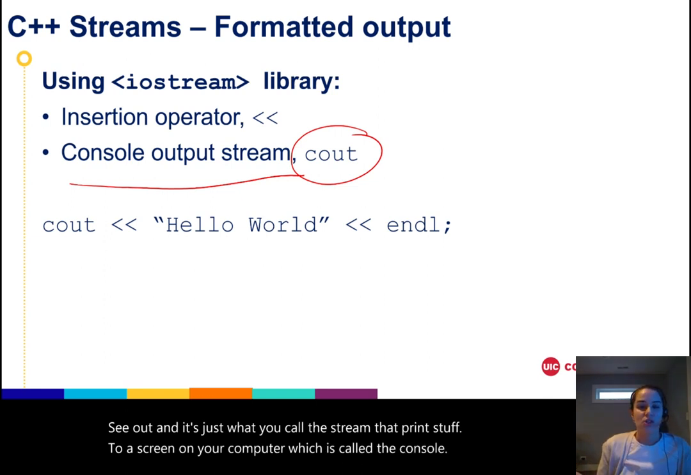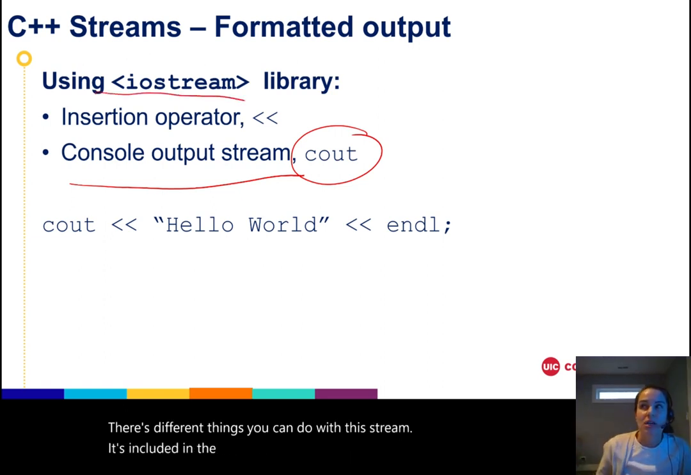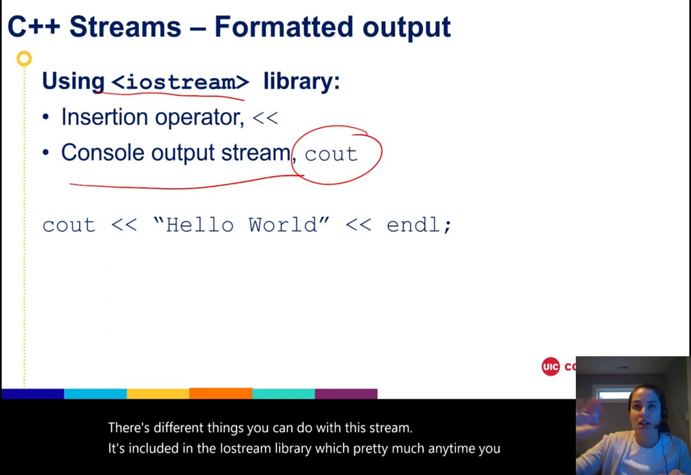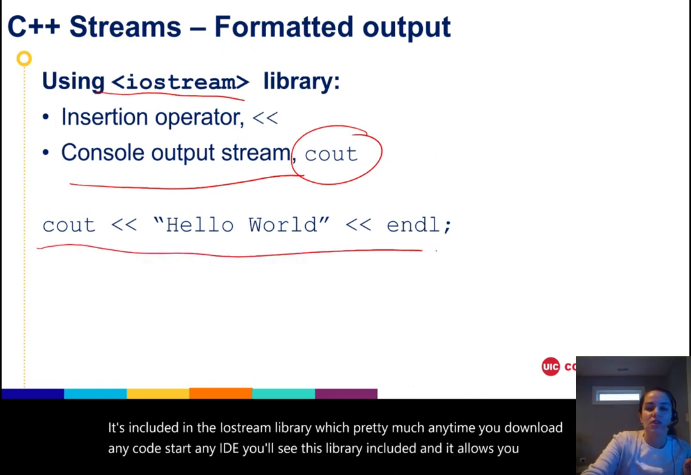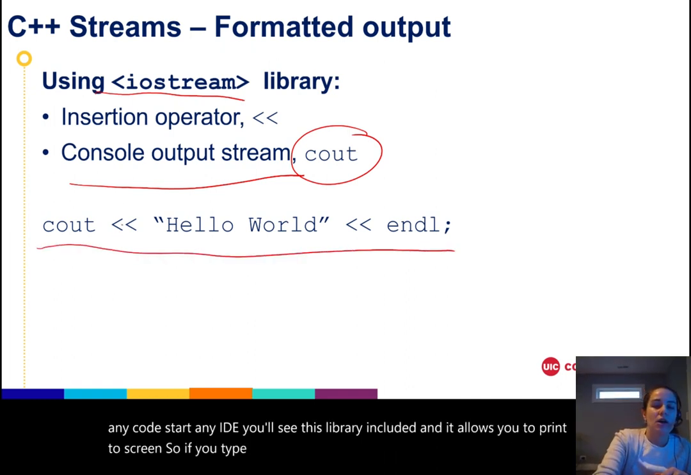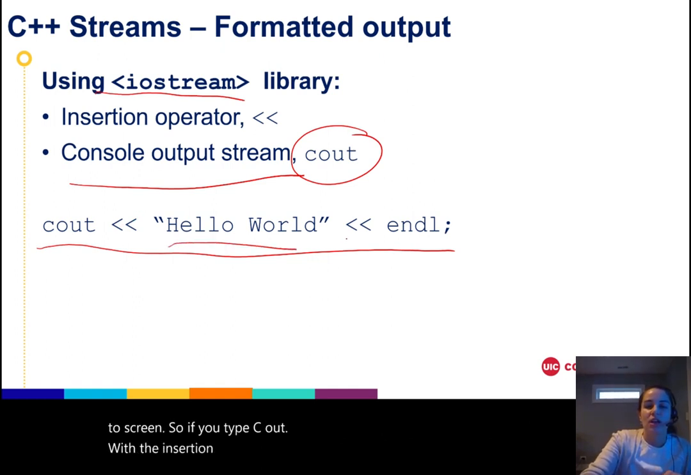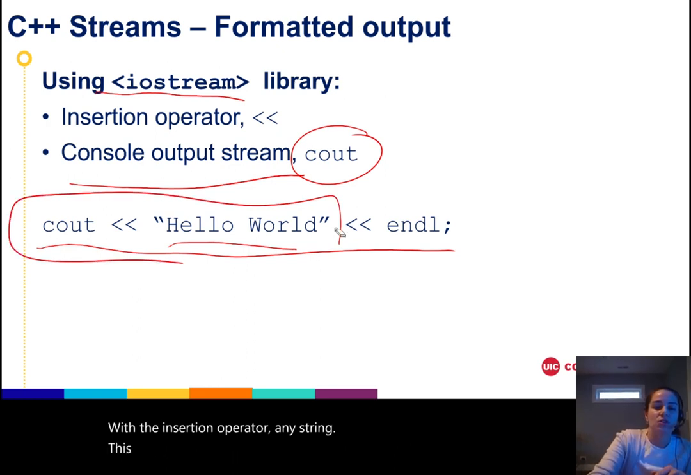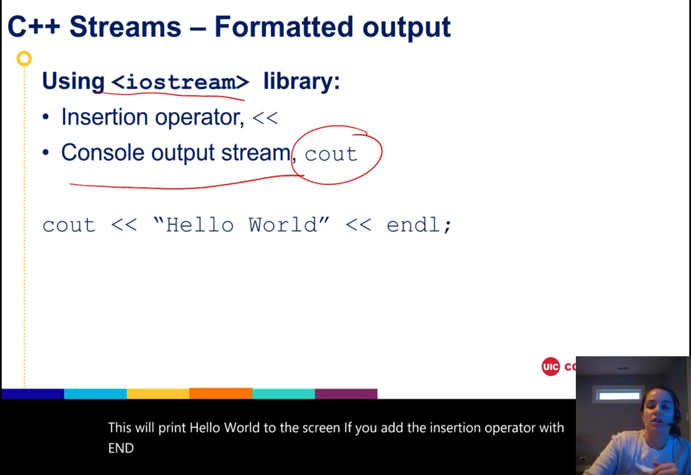There are different things you can do with this stream. It's included in the iostream library, which pretty much anytime you download any code or start any IDE, you'll see this library included. And it allows you to print to screen. So if you type cout with the insertion operator and any string, this will print hello world to the screen. If you add the insertion operator with endl, that will add a new line to the screen.